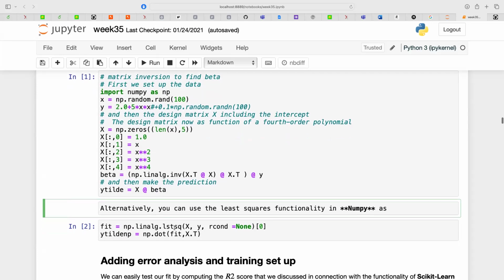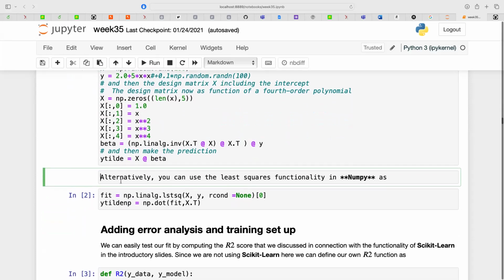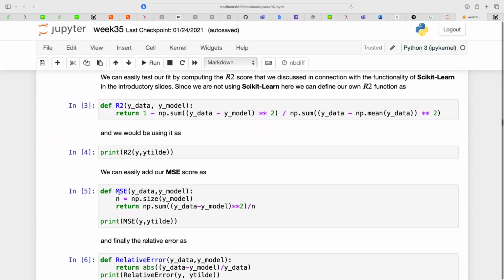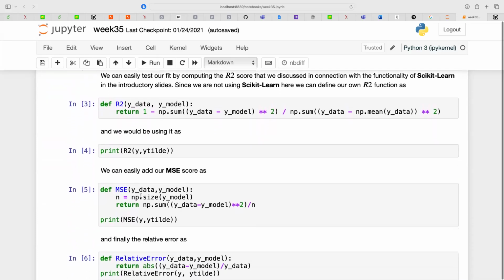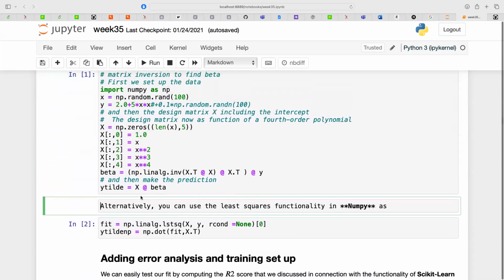Alternatively, there is a least squares function in NumPy, which you could use like that. And here you see the fit we make. Then we can calculate the R2 score, or we can calculate the mean squared error. So you can write it yourself, or you can use scikit-learn, which has a functionality for the mean squared error. But this is just how you would do it yourself. And actually what you have here is the entry point to project number 1.